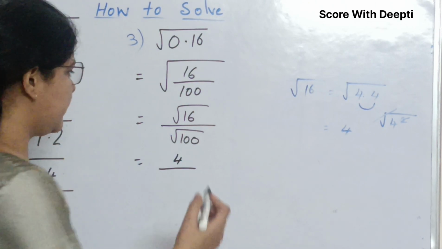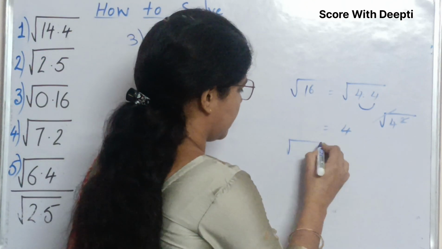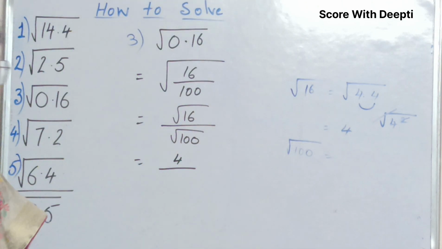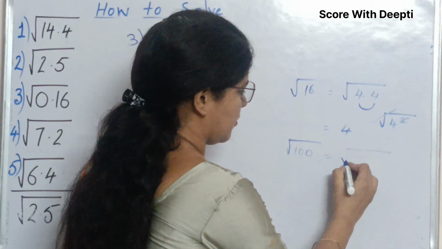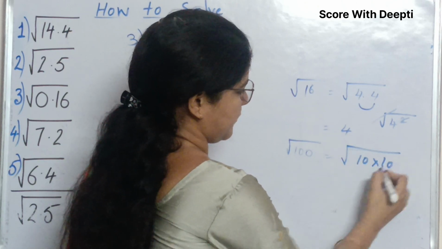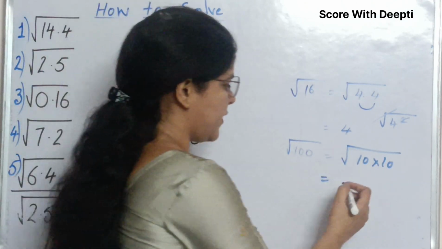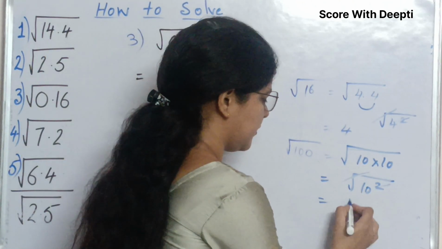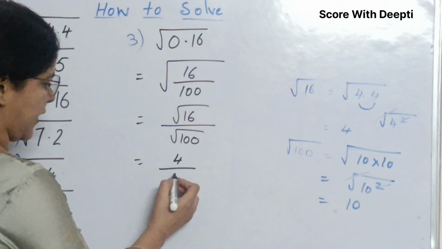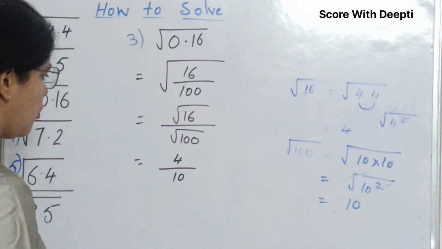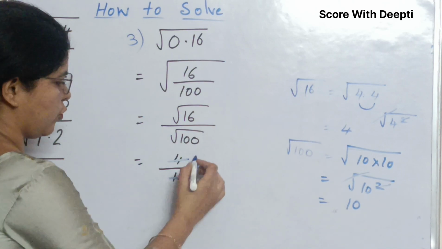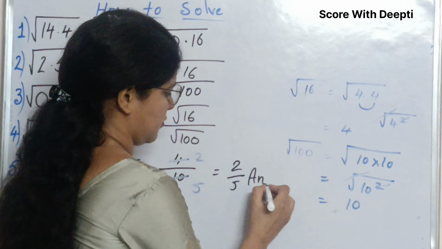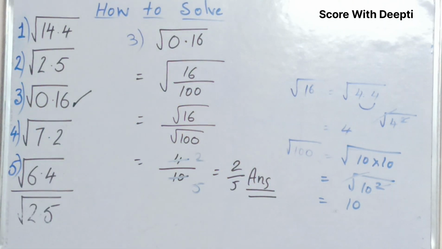And in the denominator there is 100. 100 can be written as square root 10 into 10. 10 comes 2 times, so we write it as square root 10 square. Square cancels with square root and we get 10. So in place of this we write only 10. Now both these numbers cancel on the table of 2. 2 2s are 2, 2 5s are 10. And we get 2 by 5 as the answer of this third question.